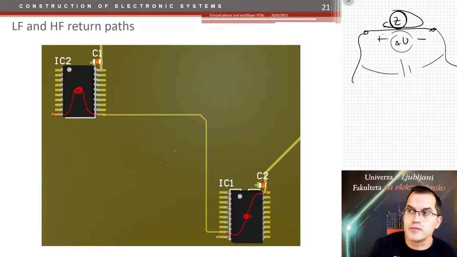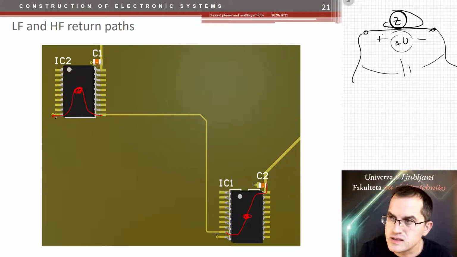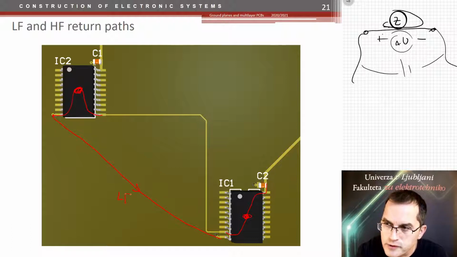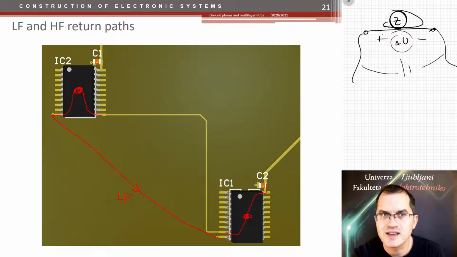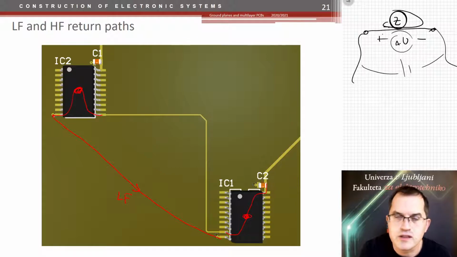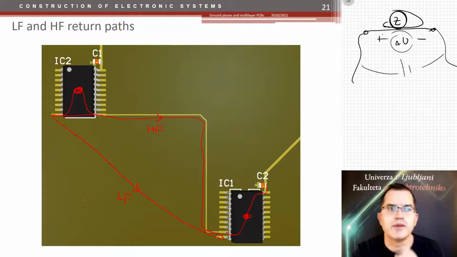If I have a continuous ground plane on the bottom, at low frequencies it would follow the least resistance path. The least resistance path is the most straight path. So that would be a low frequency return path. The high frequency return path would follow the least impedance path, which would follow the least inductance path. The least inductance path is the one which forms the lowest loop size. So returning just here, below the track, would be the least inductance path. That would be a high frequency return path.